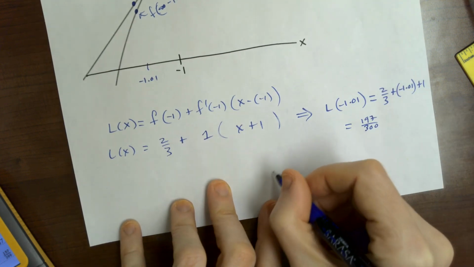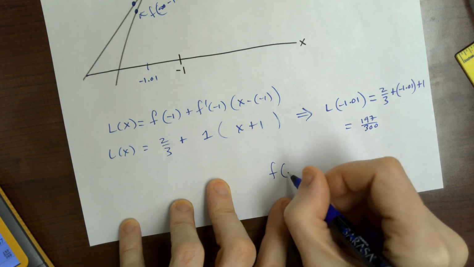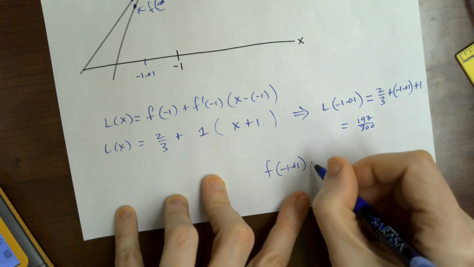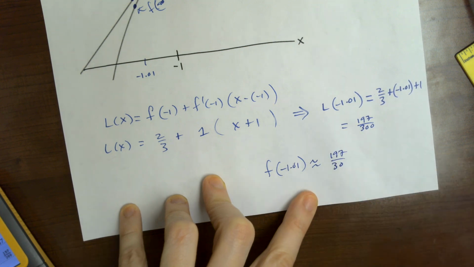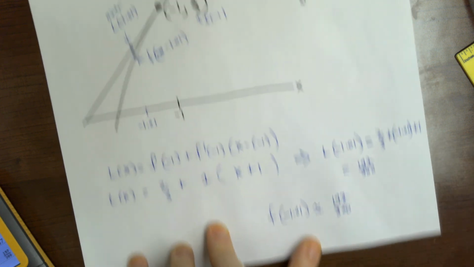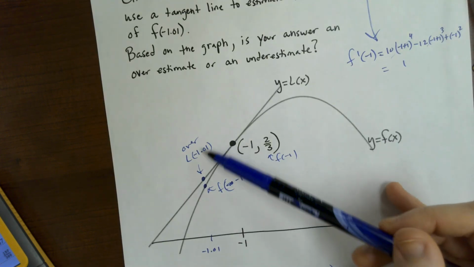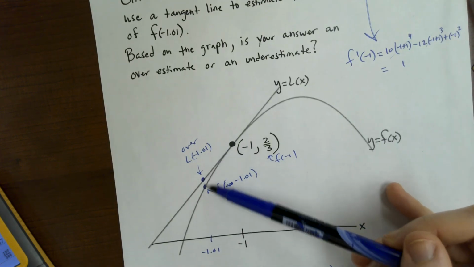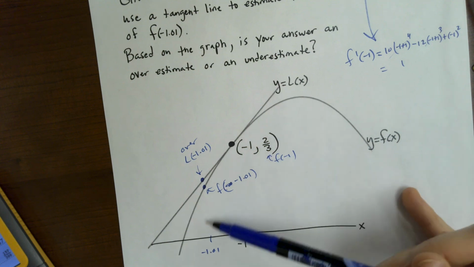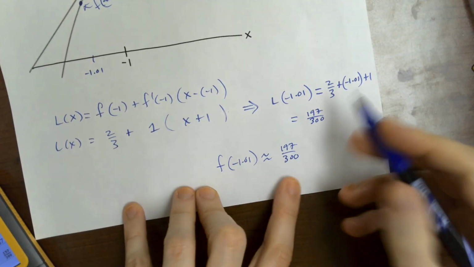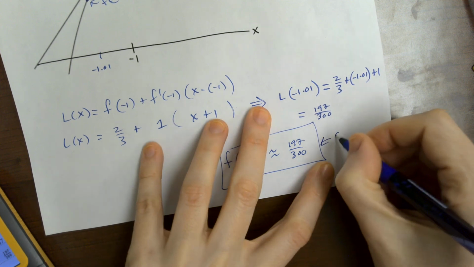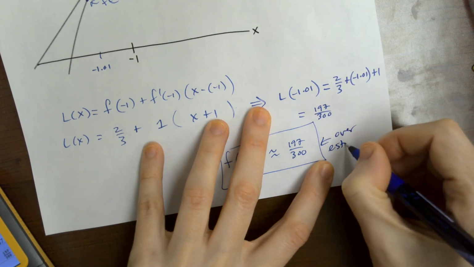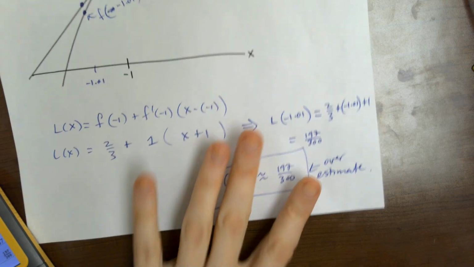So then I'll just state my final answer. f of negative 1.01 is approximately that. Okay, and remember that since the line was above the graph, it's going to be an overestimate. Overestimate. Okay.